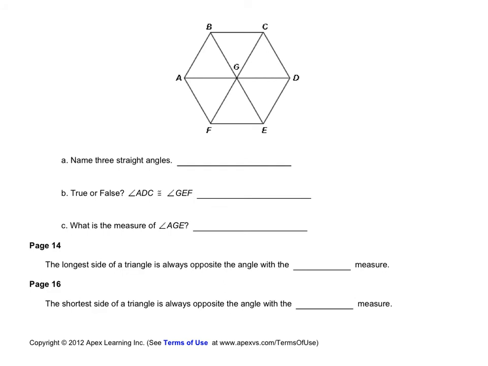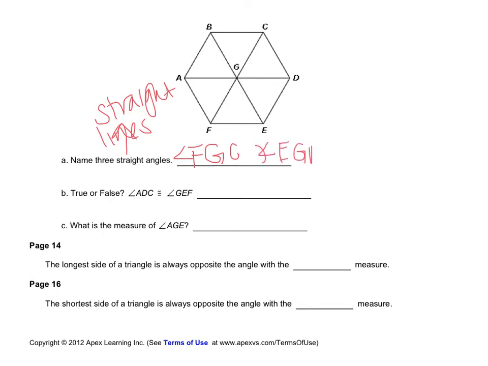So we have this hexagon here that's been broken into different pieces. It says to name 3 straight angles. Straight angles are angles that make straight lines. So for example, angle FGC is a straight angle, angle EGB, and lastly, angle AGD. Those are our only 3 straight angles that we have.